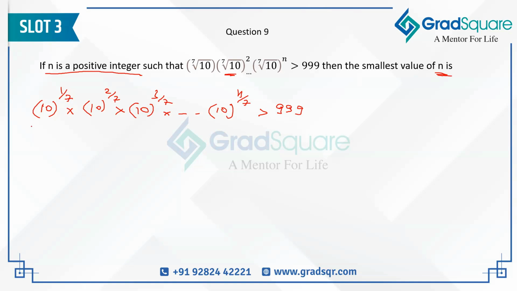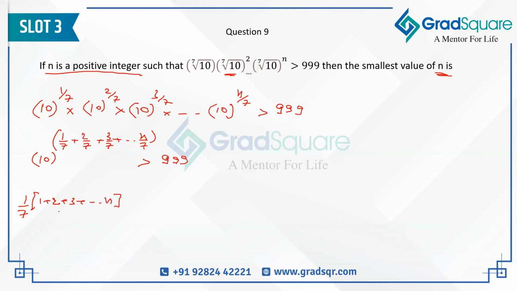Clear? Now, if you look at the left hand side of this inequality, the base is the same. So I can combine all of this and write it as 10 to the power of 1 by 7 plus 2 by 7 plus 3 by 7, so on and so forth, all the way up to n by 7. Correct? That value must be greater than 999. Now, I'm just trying to add these powers. 1 by 7 can be taken common, and you will get 1 plus 2 plus 3, all the way up to n, correct?